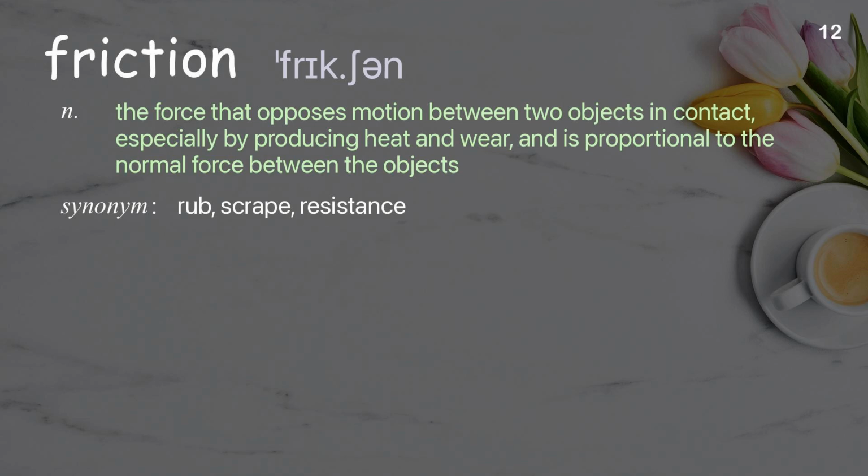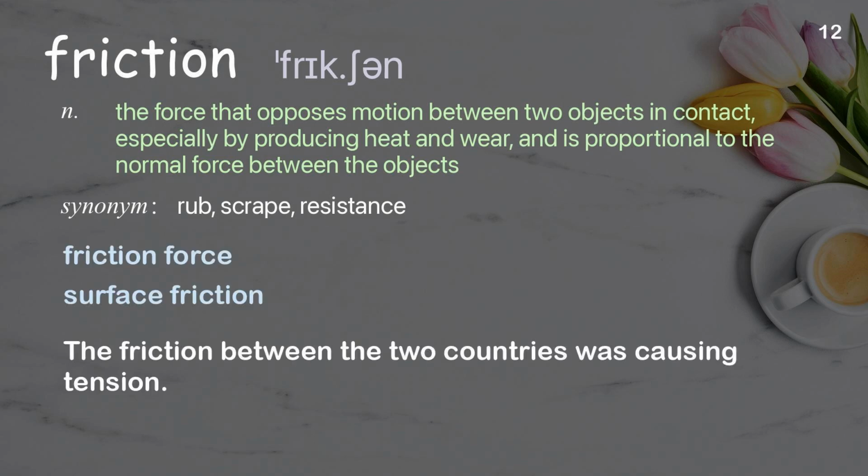Friction. The force that opposes motion between two objects in contact, especially by producing heat and wear, and is proportional to the normal force between the objects. Examples: Friction force, surface friction. The friction between the two countries was causing tension.